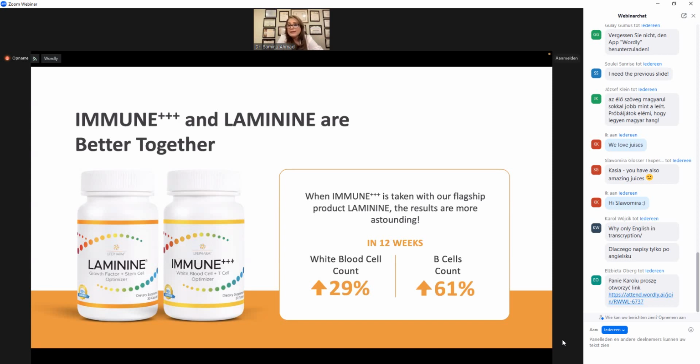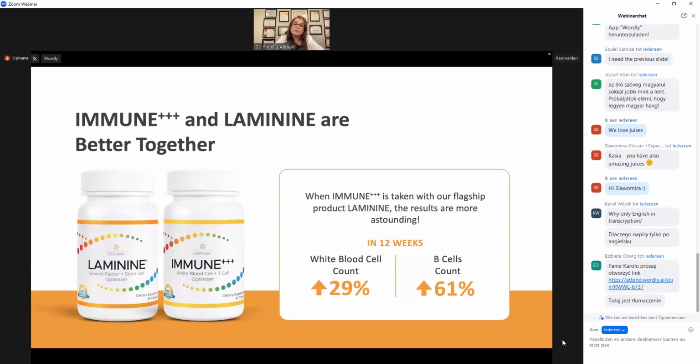So we did an interesting study here. It's interesting to see that when Laminine is taken with our flagship products, in 12 weeks, that's less than 3 months, literally a 90-day window, your white blood cell count increases 29%, and your B cell count increases 61%.